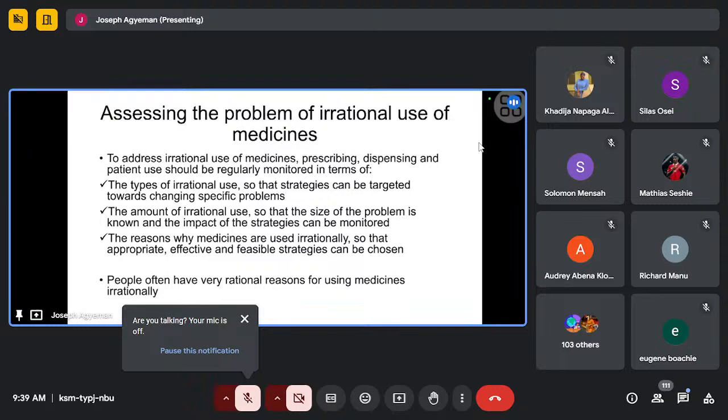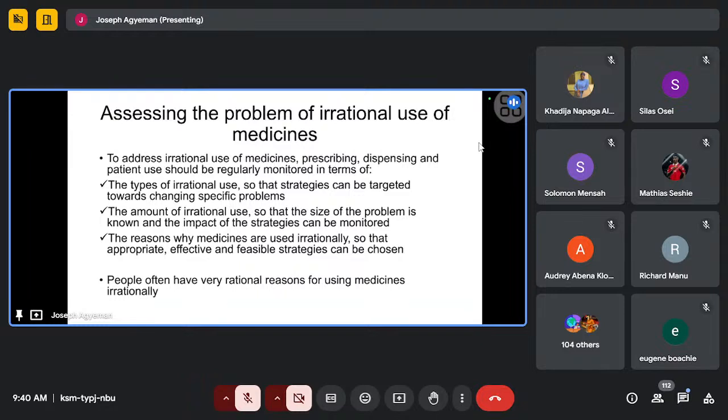And you should also understand people. Therefore, you should know the reason behind the use of drugs irrationally. Because everybody, either it's a good reason or bad reason, it's still a reason. So why are they using these medications irrationally? You should be able to know, so that you give them appropriate, effective, and feasible strategies to solve the issue. Always note that in most cases, people will have rational reasons for using medicines irrationally. What they are doing is irrational, but they have a rational reason.